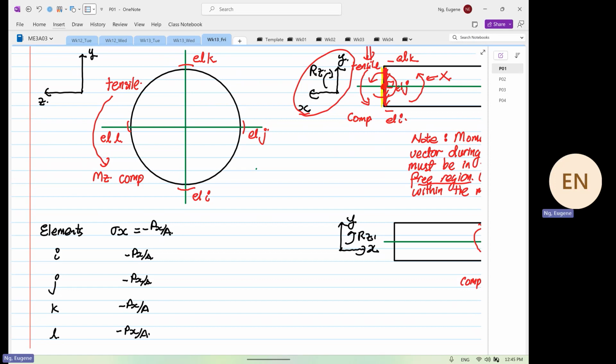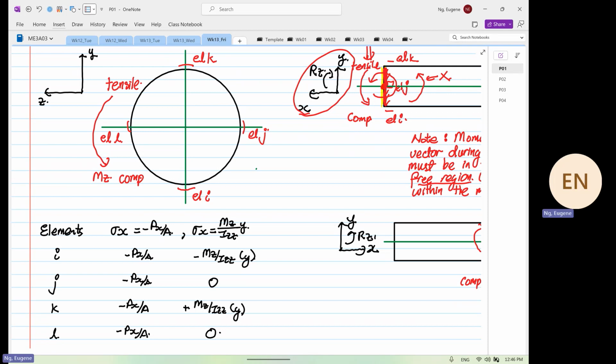Minus Px over A. Now the next one, due to the bending moment, is equal to Mz over Izz multiplied by y. And when you look at I, is it positive or negative? Yes or no? It's minus. And if you look at J and L, they are equal to zero, and this will be positive. This will be positive, right?